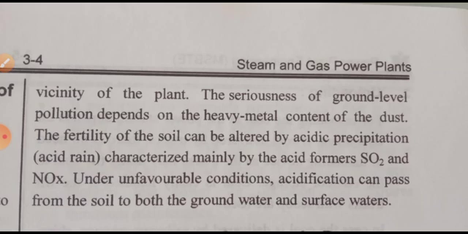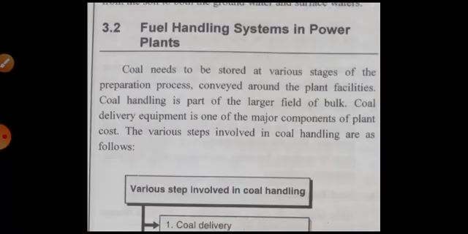These are some limitations. The soil in the vicinity of the power plant, that means nearby places or any village near the power plant, will have lower quality soil, or it may be quite acidic. So this is the limitation of that power plant.